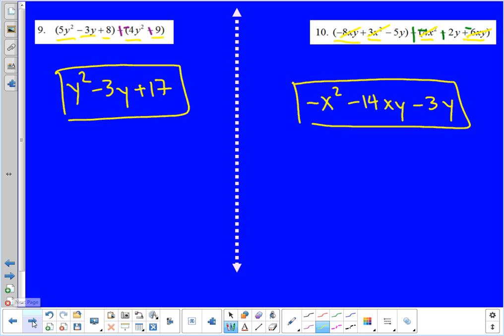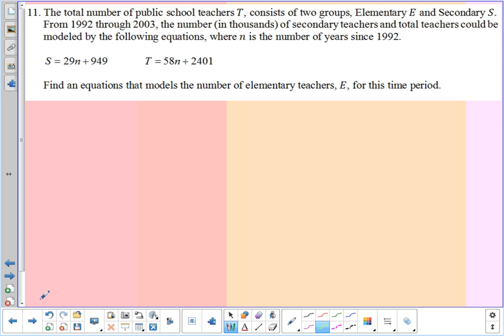All right. Number 11. So now we're getting into a word problem here. It says the total number of public school teachers, T, consists of two groups, elementary E, and secondary S. From 1992 to 2003, the number in thousands of secondary teachers and total teachers could be modeled using the following equations, where n is the number of years since 1992.